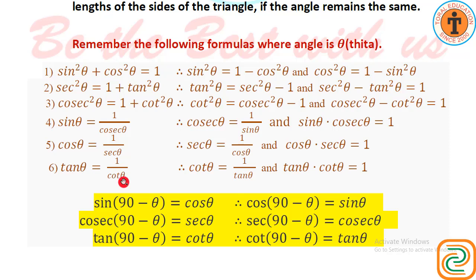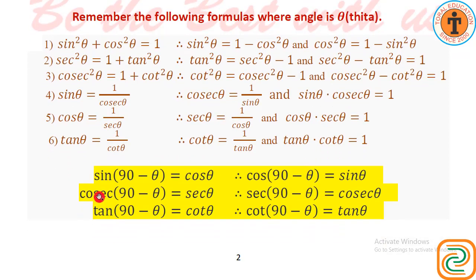Theta is an angle, remember, theta is an angle. There may be A, B, C, D, P, Q, whatever. Cot theta equals 1 upon tan theta, and tan theta into cot theta equals 1. So these are basic formulas. Again these formulas are here.